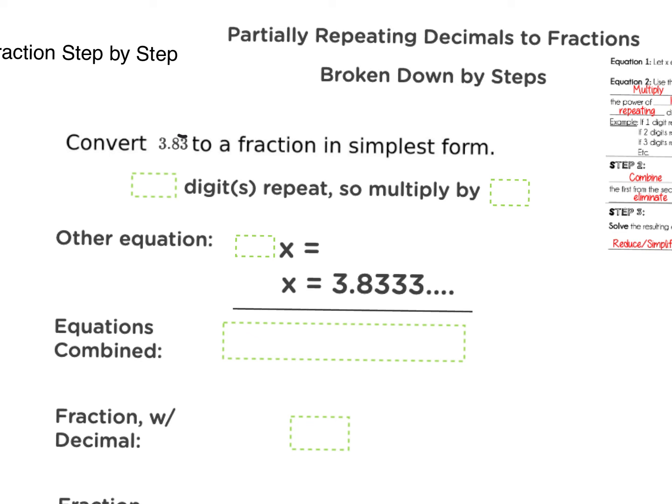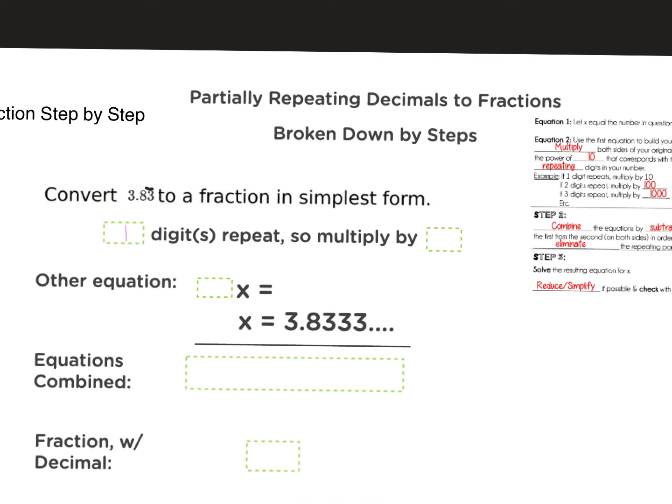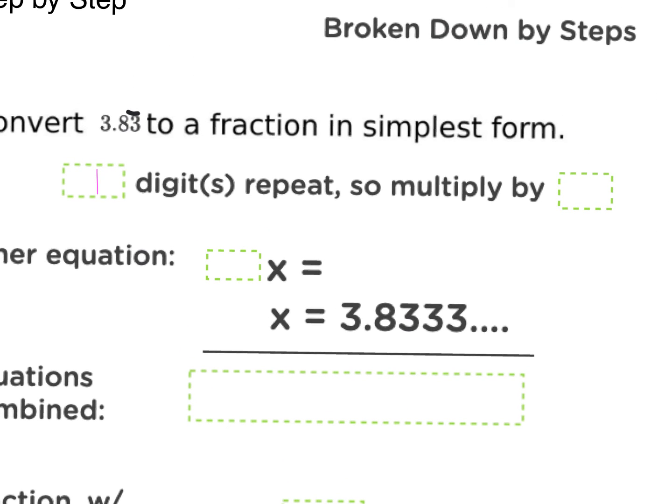All right, so how many decimals repeat, mathematicians? 1, because there's a 3 repeating. So 1 digit, according to our chart, to set up our new equation, 1 digit repeats, so we need to multiply the equation by 10. So I've already set up the original equation for you. So you just need to set up 10x. And what's that 10 going to do? It's going to move the decimal point over 1 place to the right.